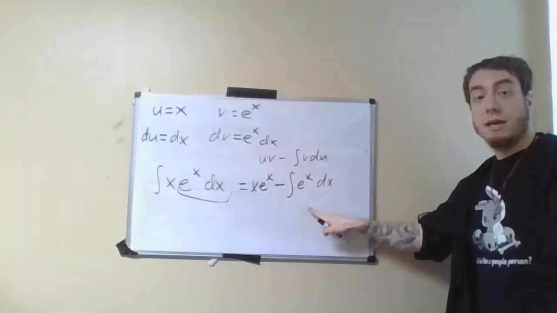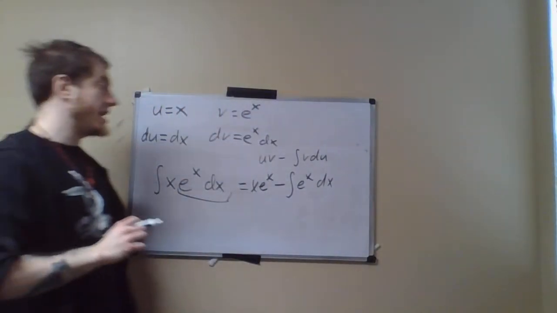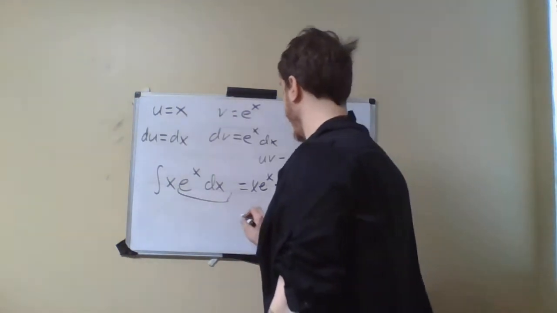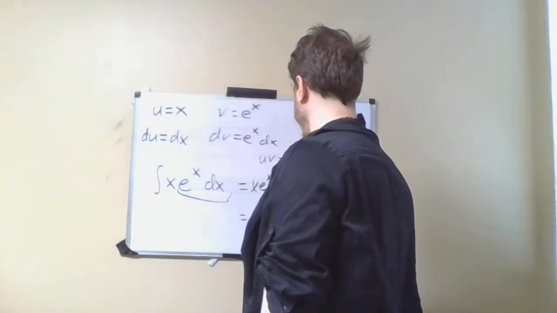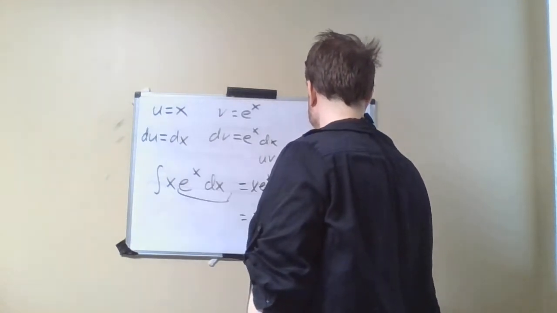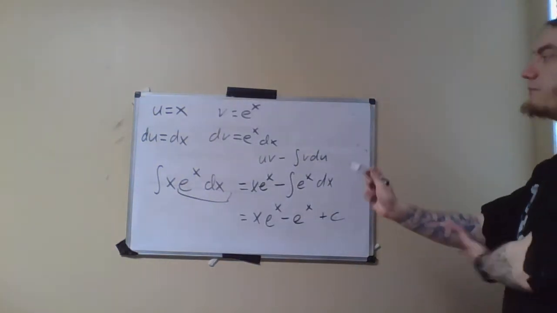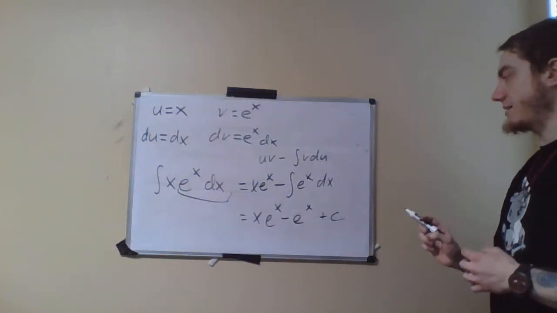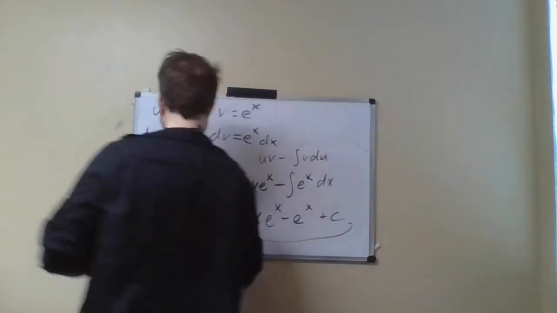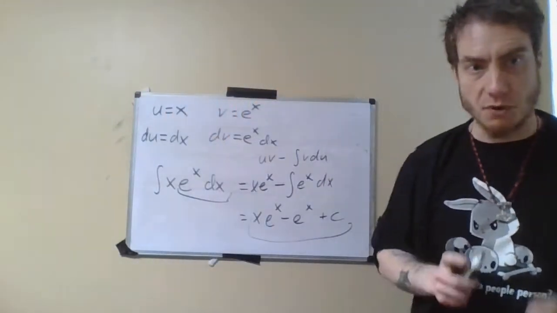At this point, this integral is actually straightforward. I can do this integral without any problems because we know the antiderivative of e to the x is just e to the x. So this is going to become x e to the x minus e to the x plus some constant of integration. If you would like to verify that this is correct, take the derivative of this answer, and you will see it comes out to be x e to the x, which is what we were trying to integrate in the first place.